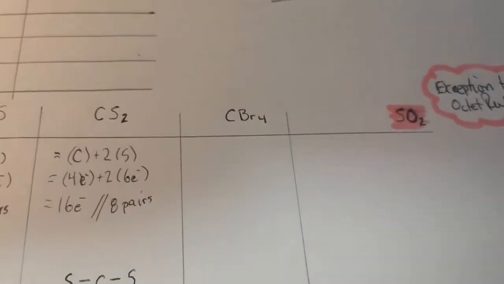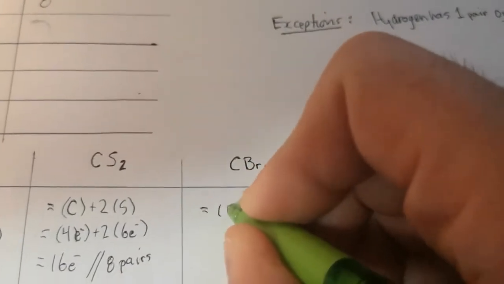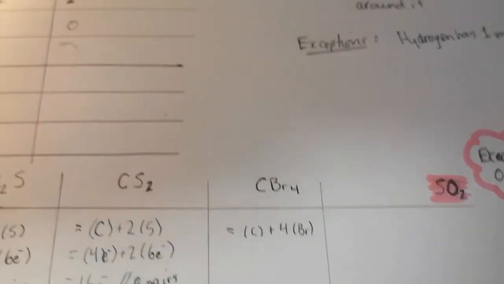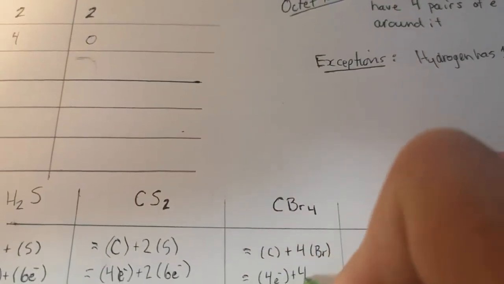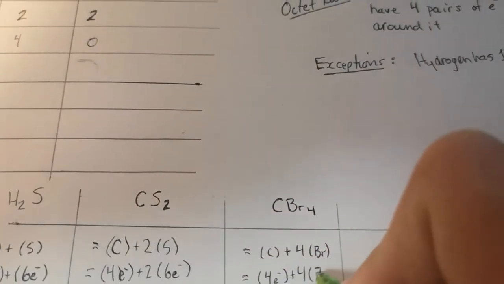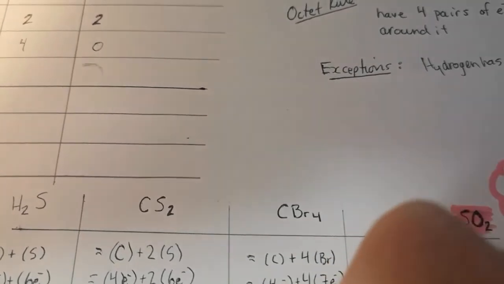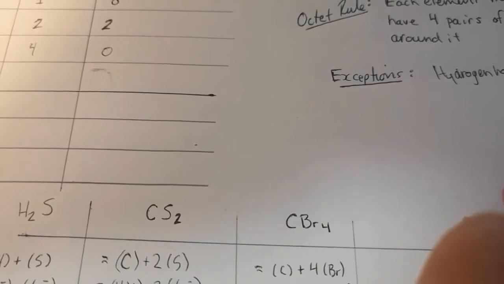For the next example, number 12, we have carbon tetrabromide. We have a carbon, and we have 4 bromine atoms. Each carbon contributes 4 electrons, and each of our 4 bromine contributes 7 electrons. So that's 28 plus 4, that's 32 electrons, or 16 electron pairs.